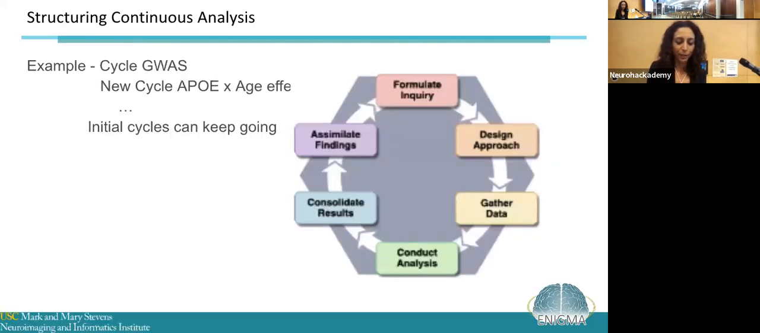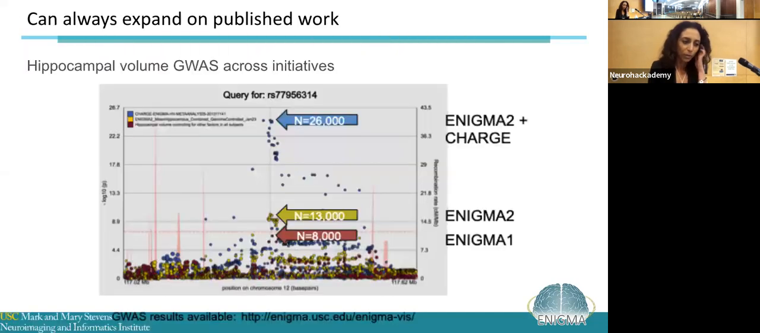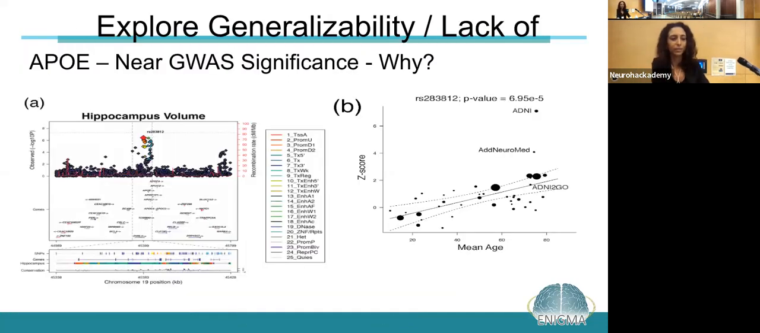I'll just gloss over the rest, but we're also trying to create, still under development, an infrastructure where you can actually add to existing studies.